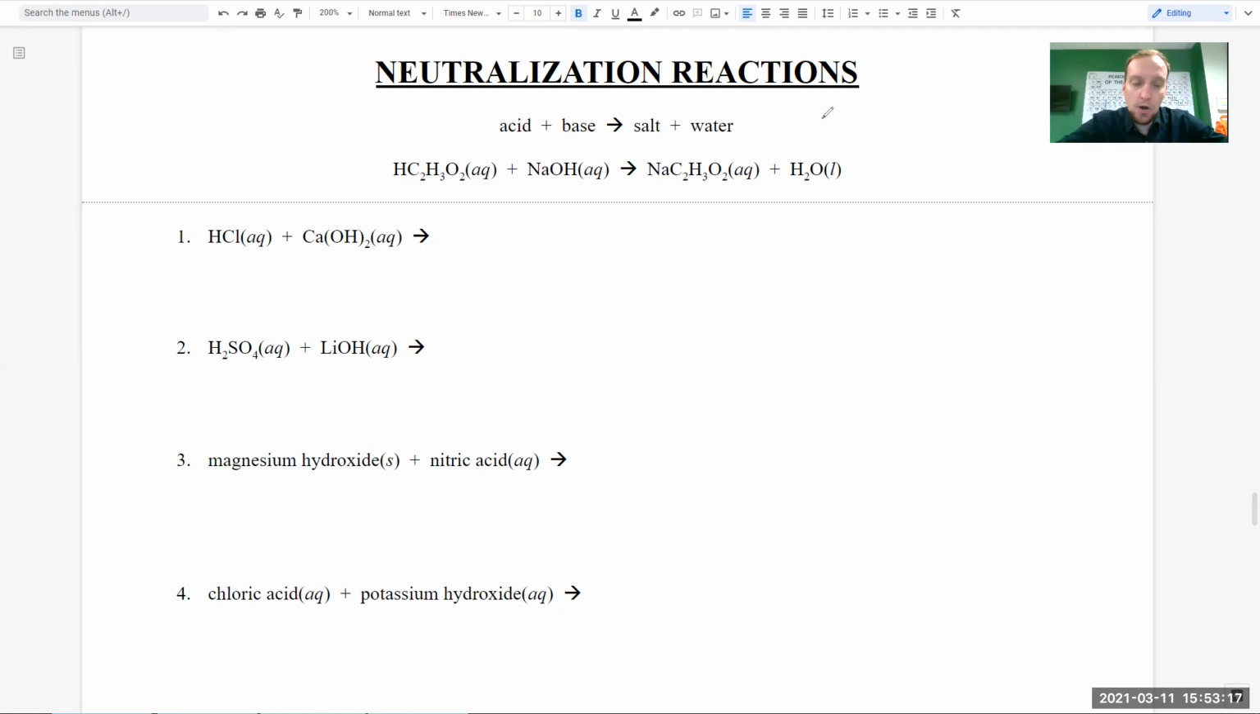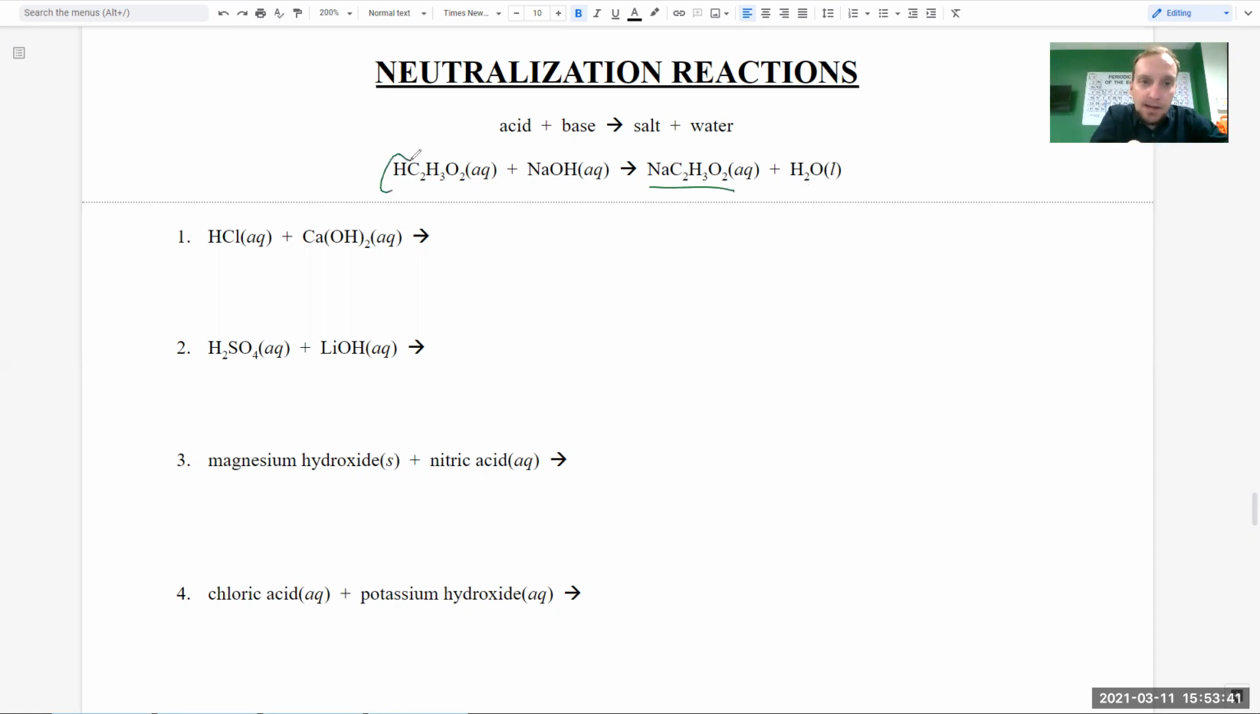So all we need to do is find where the water comes from, see whatever's left over, and put that together in a correct ionic compound to make the salt. So these are really quite simple. In this example here, we have acetic acid reacting with our sodium hydroxide here, producing our salt, which is sodium acetate, and water.